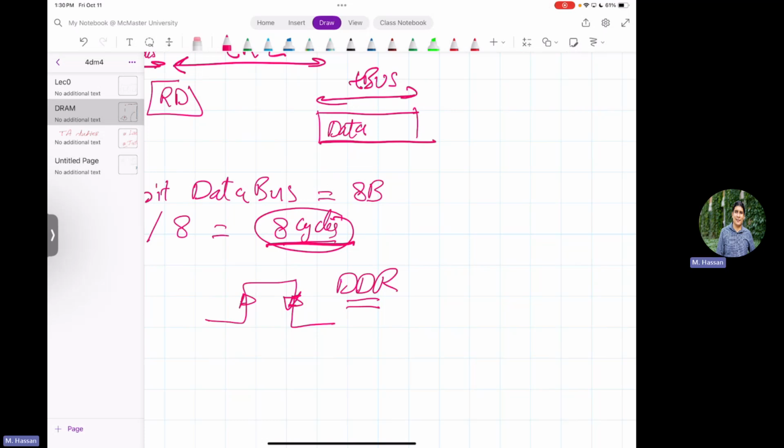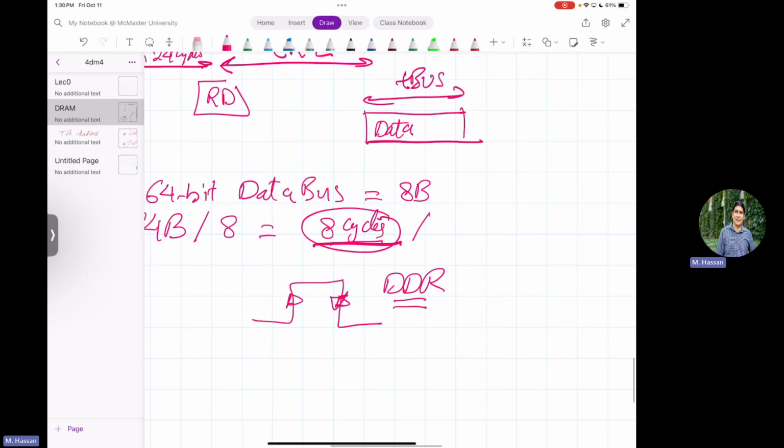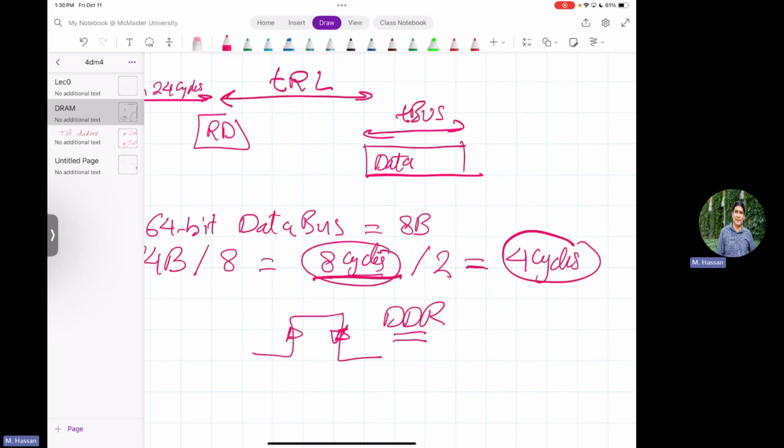How much does this save you? Instead of 8 cycles, how many cycles would I take? 4, because you also divide by 2 for the double data rate, so you take 4 cycles. In almost all the DDR chips, DDR3, DDR4, DDR5, you take 4 cycles to transfer a 64-byte cache line from the DRAM. That's only for the bus transfer time, right? This is basically your T-bus.